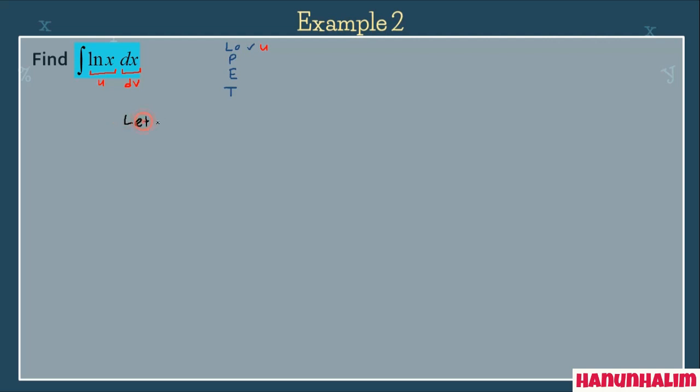So let u equal to ln x and dv equal to dx. U equal to ln x, so kita kena differentiate to find du over dx. Ln x differentiate, kita akan dapat 1 per x. So make du as the subject, we will get 1 over x dx. So settle lah du. Okay, so for dv kita kena integrate.